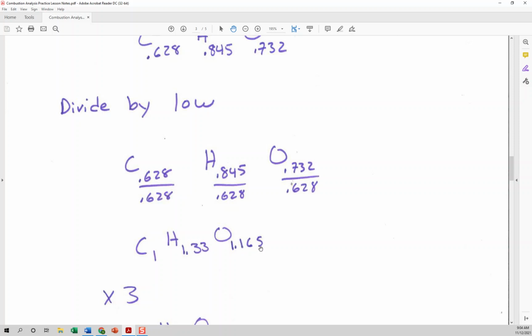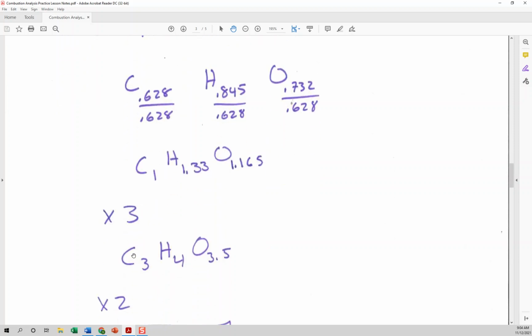So this is what I got, and I still don't have whole numbers. But I'm going to let this 0.33 be a clue. If I have a third, how do I make a third a whole? I multiply by 3. So I'm going to take these subscripts now and multiply by 3. And this is what I get: C3H4O3.5. Well, 3.5 I can't round, okay? I can't round that up to 4 or down to 3. So I'm still not completely whole.